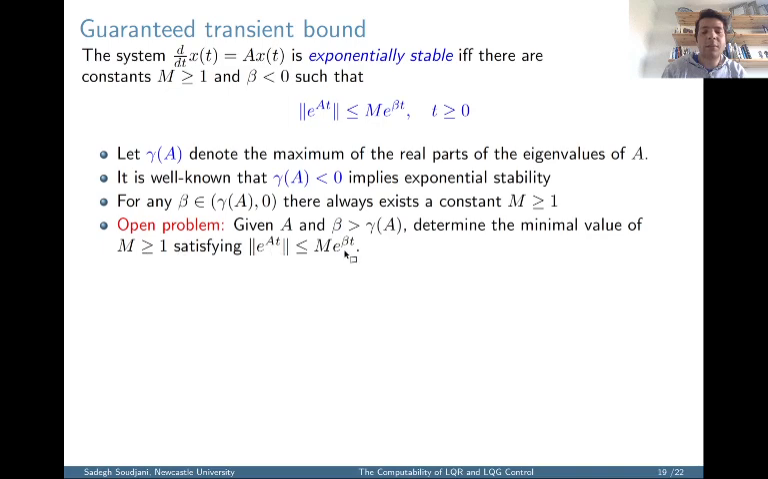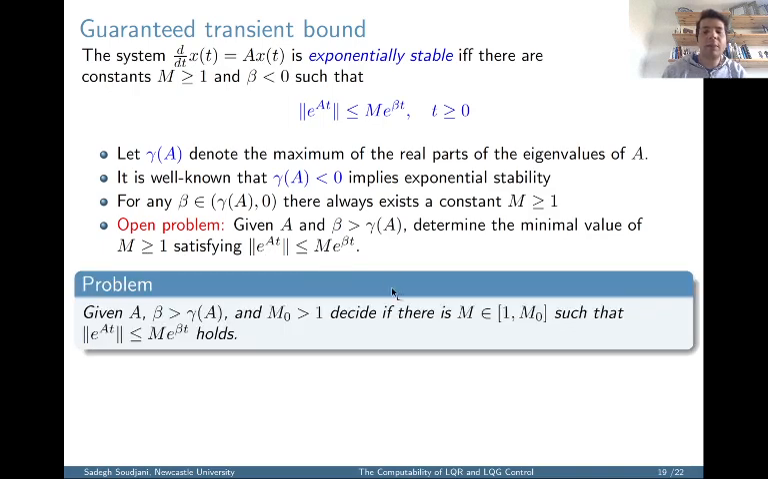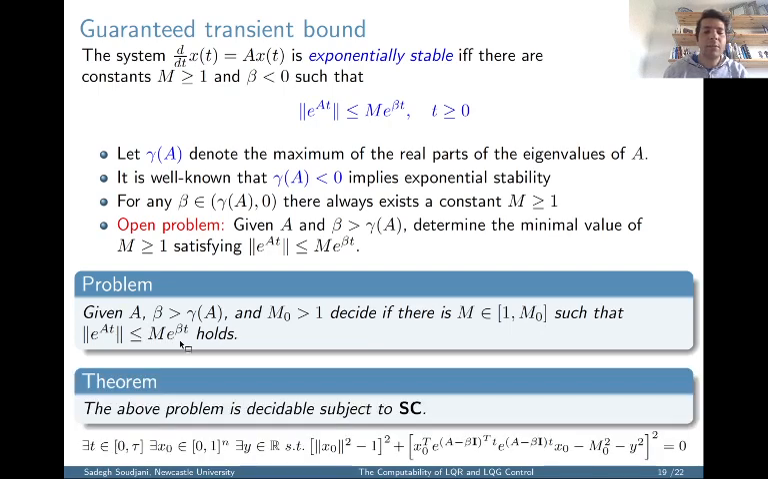Suppose I have A, suppose I have picked a beta. Now what is the minimal value for m such that the inequality holds? We can formulate the decision problem associated to this. We can start by having some upper bound for m as m0 and check whether there is an m less than or equal to m0 such that the inequality holds. And this problem becomes decidable subject to Shannon's conjecture.